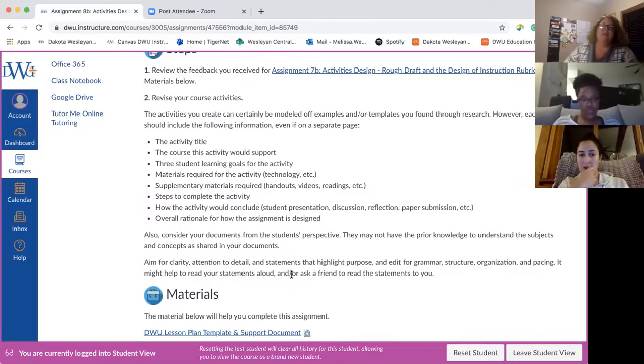Are you going to have them make a presentation? Are they going to just engage in a discussion? How are you going to assess that learning so you know that you've achieved those goals for that particular activity or lesson?